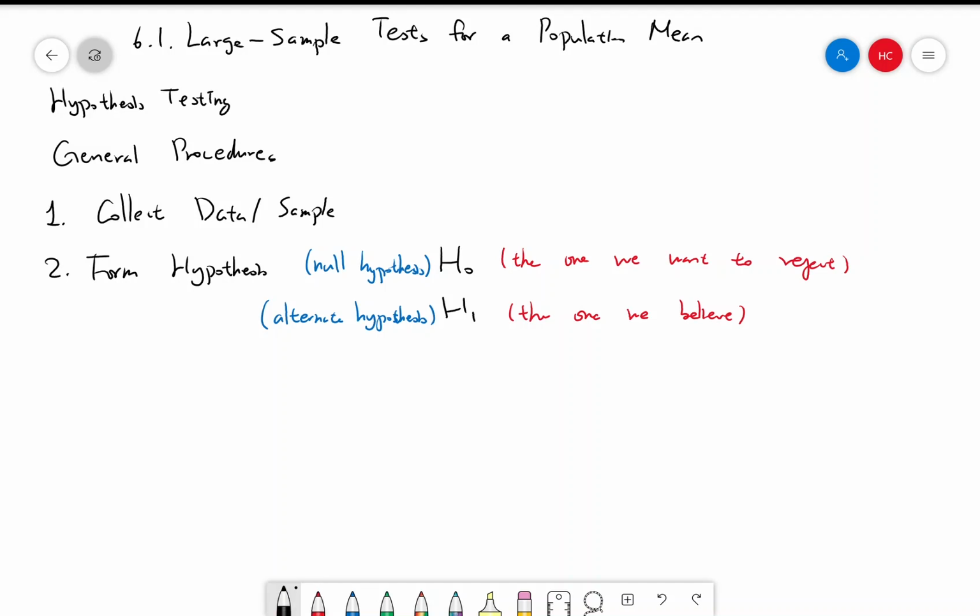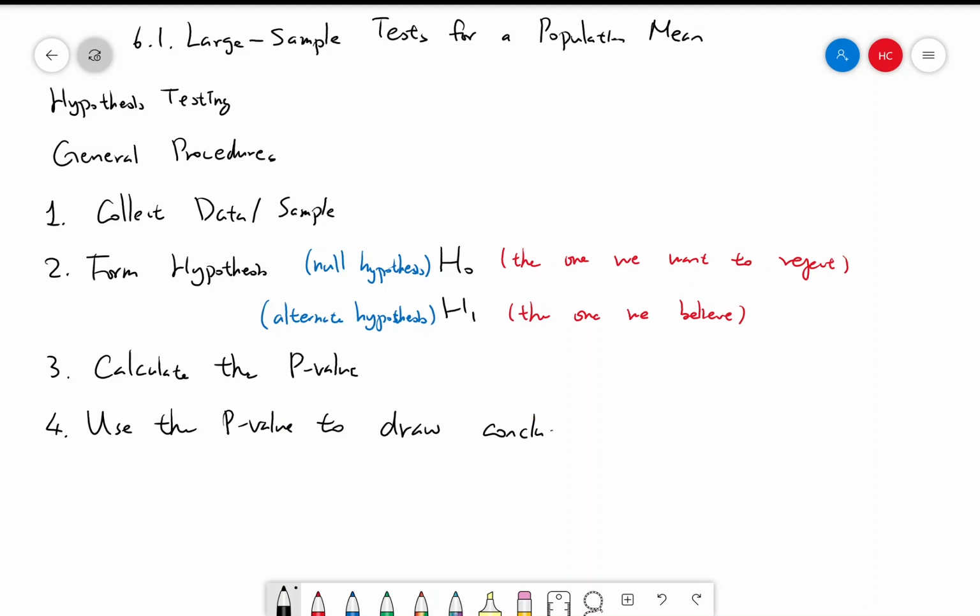Okay, so after forming the two hypotheses, we then calculate what's called a p-value. And we can use the p-value to draw the conclusion. All right, so let's do an example.